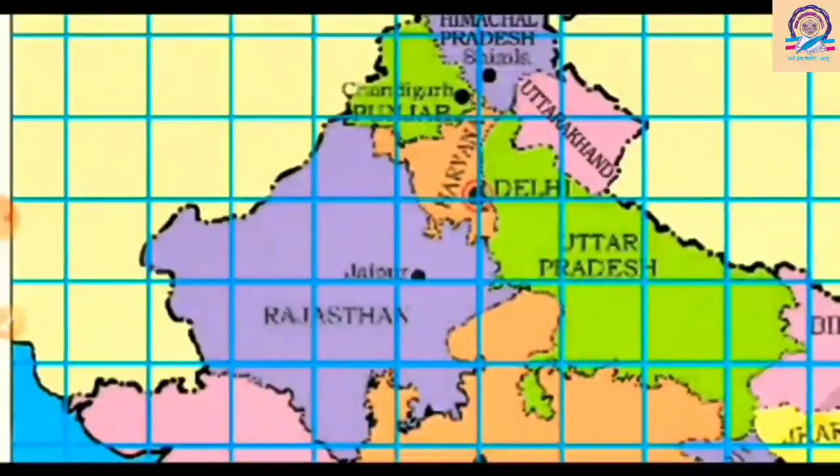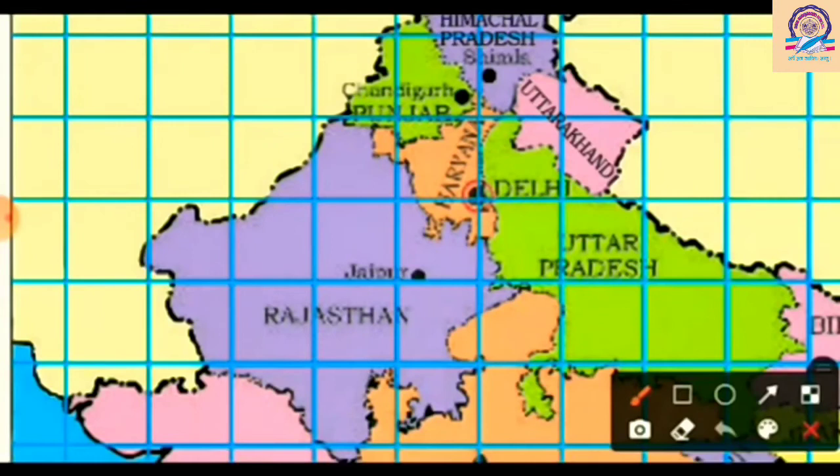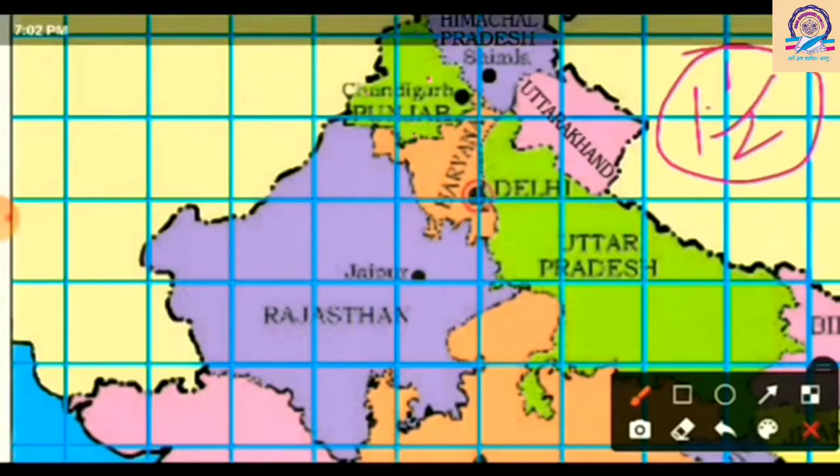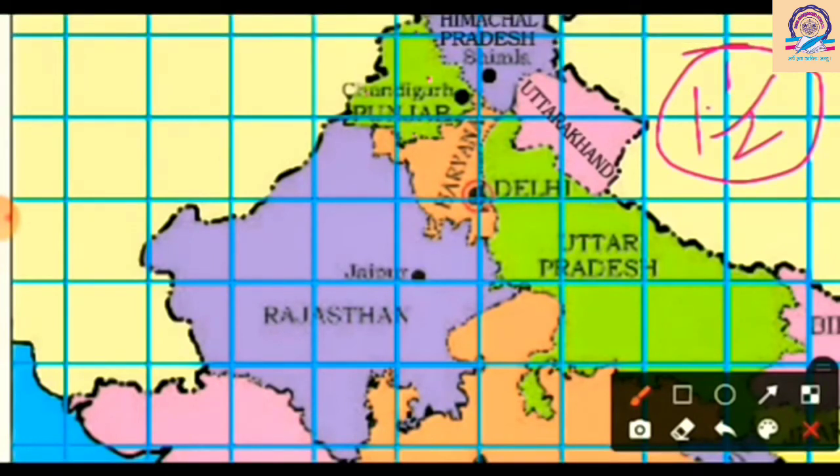For that, first we have to count the squares, or we can say the grid in which they are located. So for Punjab, how many squares do you see? 1, 2, 3 and 4. Okay, or as you can see, exactly 1.5 squares is for Punjab. And now if we calculate the squares of Rajasthan, the complete squares are only 3. Now we have to calculate the squares which are more than half.